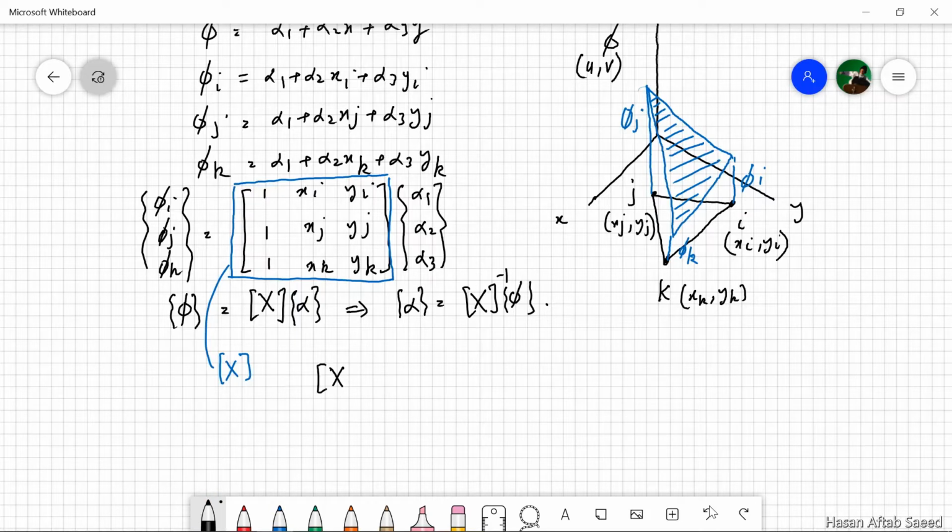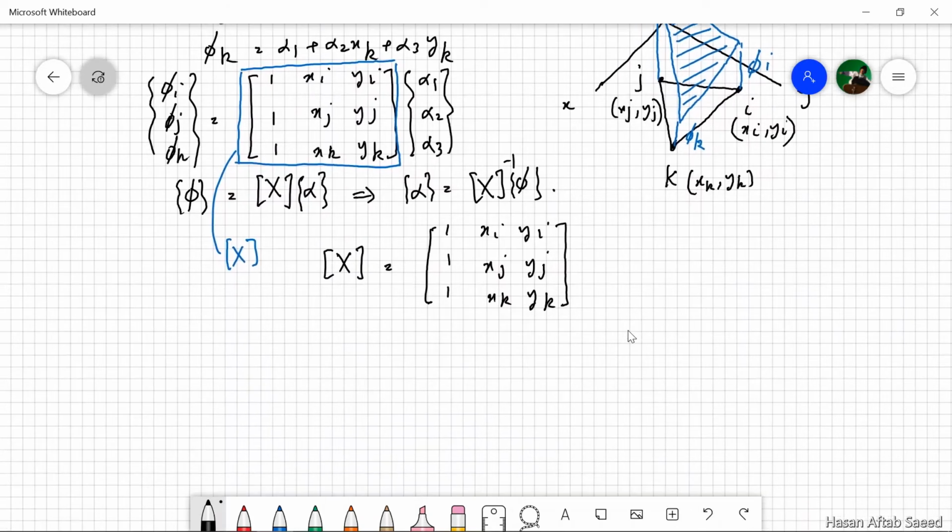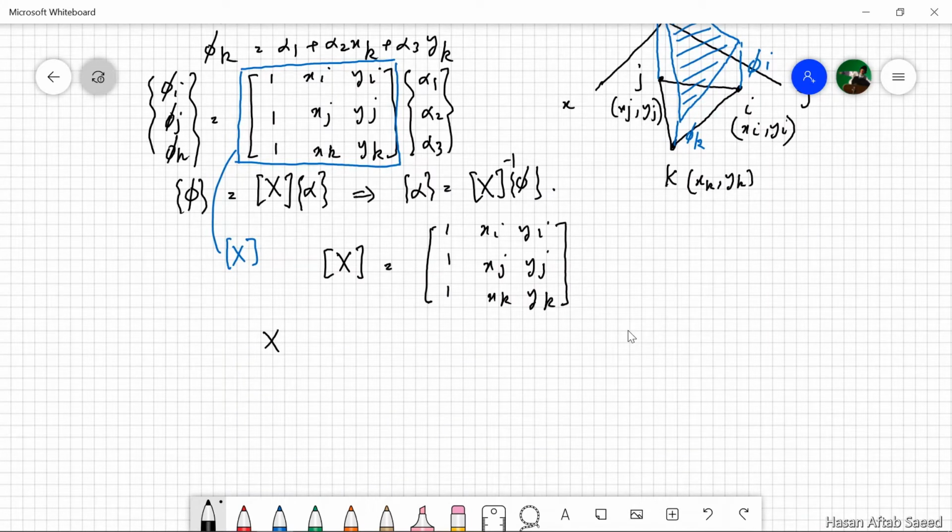Now let's write x down here. X is basically 1, xi, yi, 1, xj, yj, 1, xk, yk. This is the matrix. Now its inverse will be the adjoint of x over the determinant of x. This is how we calculate the inverse.